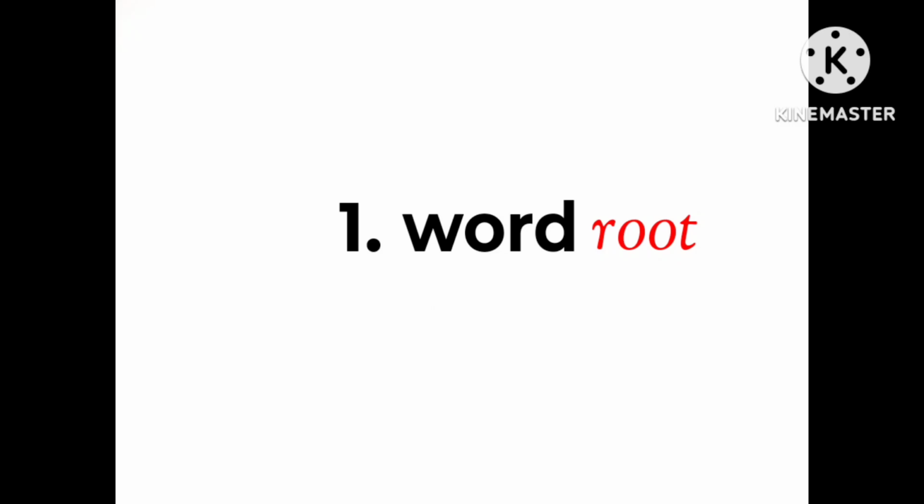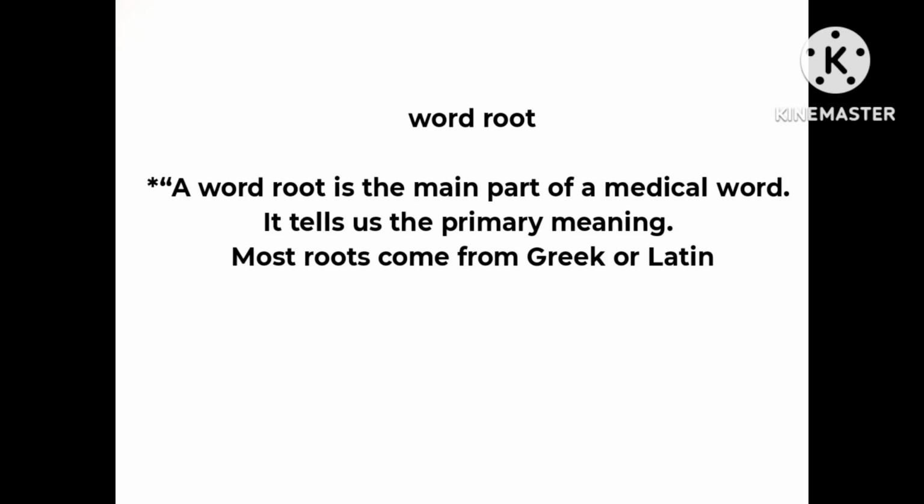As we know that root is the main part for the growth of the plant. Likewise, word root is the main part of the medical word. It tells us the primary meaning. Now we'll see some examples for word root. For example, dermat. You have usually seen people saying, I went near dermatologist because I had itching rashes on my skin. By this you can have an idea that dermat means skin.